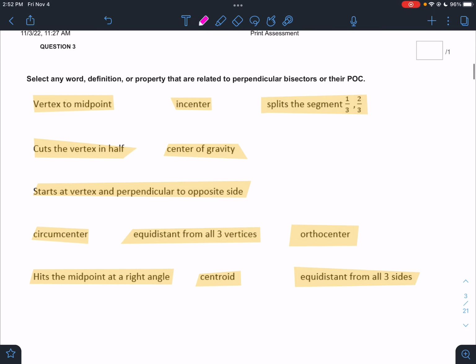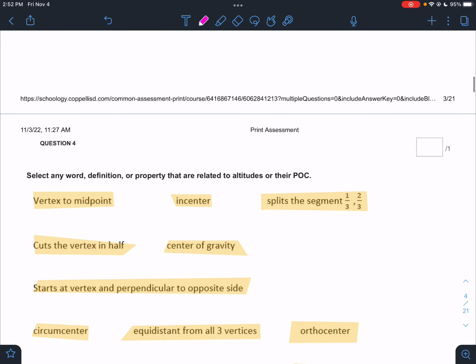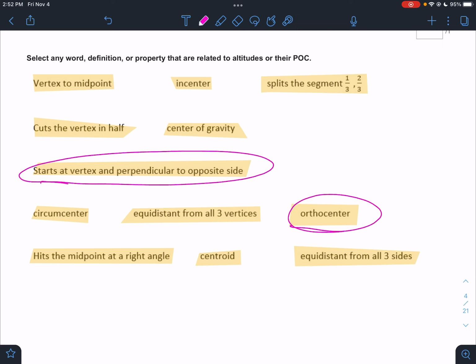We have one called perpendicular bisector. Perpendicular bisectors hit the midpoint at a right angle, meet at a point called the circumcenter, and the circumcenter is equidistant from all three vertices. Let's go! Altitudes. Altitudes start at a vertex and they're perpendicular to the opposite side. They hit at a point called the orthocenter. That's it. GG.